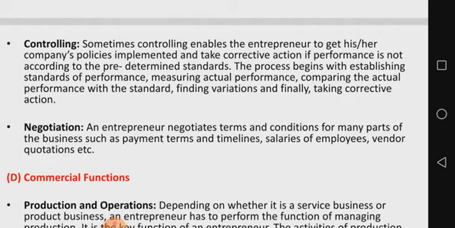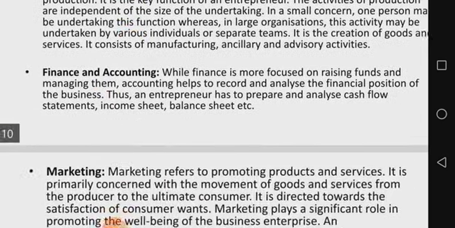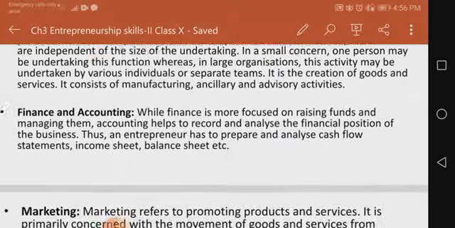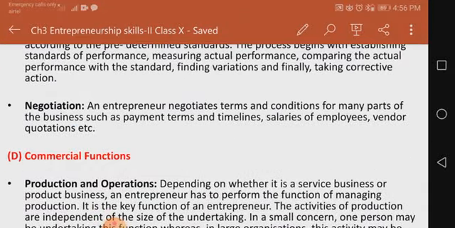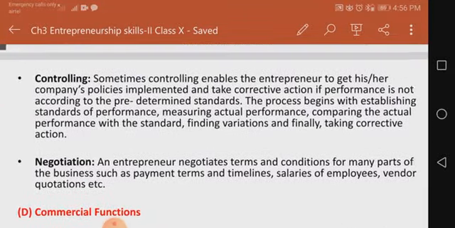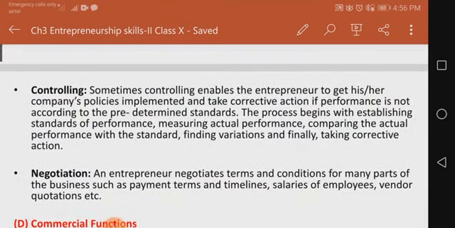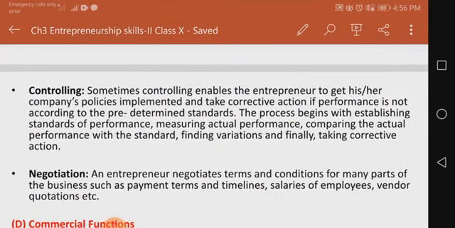So these are all the managerial functions. The next are called commercial functions. I think it is too long to describe everything today, so let's finish here only. The commercial functions will be described in my next lecture.